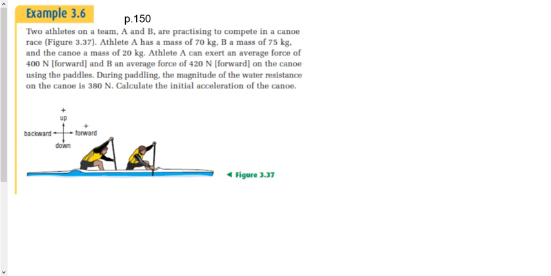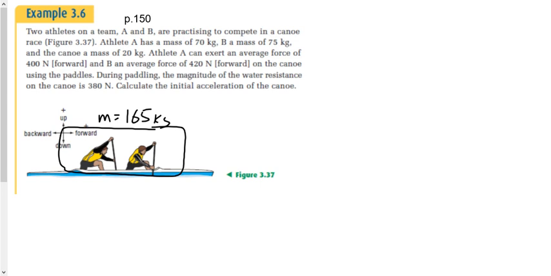3.6. This one says 2 athletes on a team, A and B, are practicing to compete in a canoe race. Athlete A has a mass of 70, B is 75, and the canoe has a mass of 20 kilograms. So let's just pretend it's one thing. Canoe, person A, person B has a total mass of 165 kilograms. Right? 70 and 75 is 145, 20 is 165.